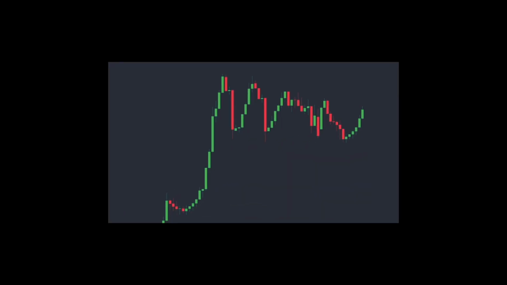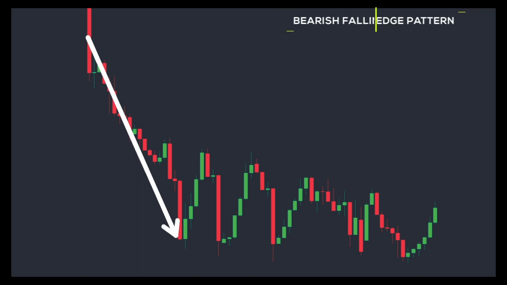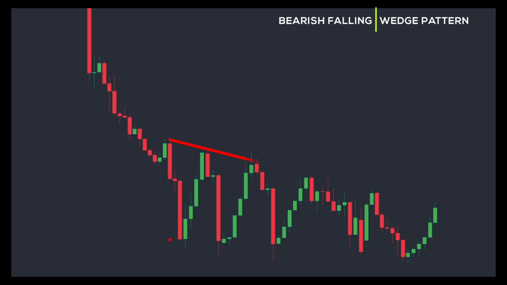This pattern can also be formed in both bullish and bearish markets. A bullish falling wedge starts with an uptrend followed by the pattern formation. A bearish falling wedge starts with a downtrend followed by the pattern formation.